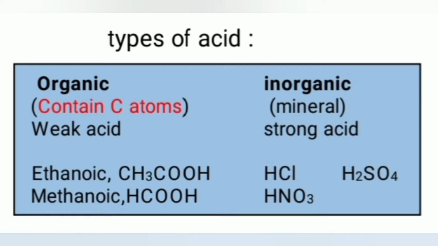Acids are classified into two groups, mineral acids and organic acids. Mineral acids are obtained from minerals, whereas organic acids are extracted from animal and plant material.